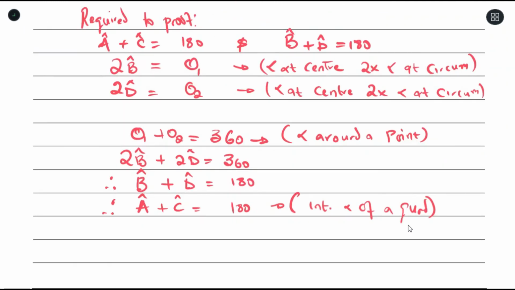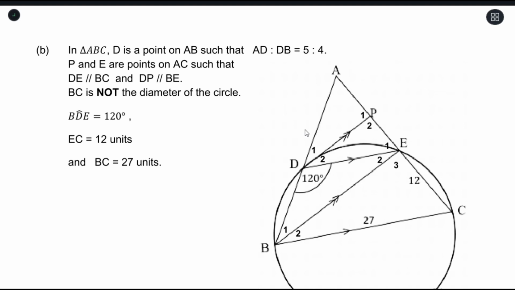Okay, moving on. So let's talk about B. B says in triangle ABC, D is a point on AB such that AD ratio DB is equal to 5 ratio 4. Now P and E are points on AC such that DE is parallel to BC, DP is parallel to BE. BC is not a diameter of a circle. Angle BDE is equal to 120 degrees. EC distance is 12 units and BC is 27 units.